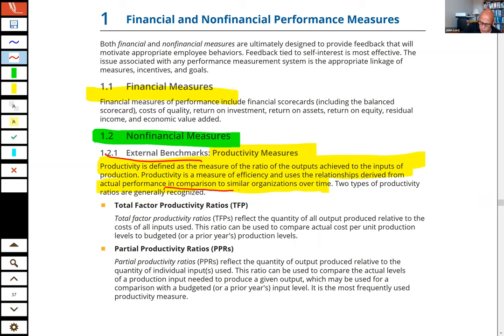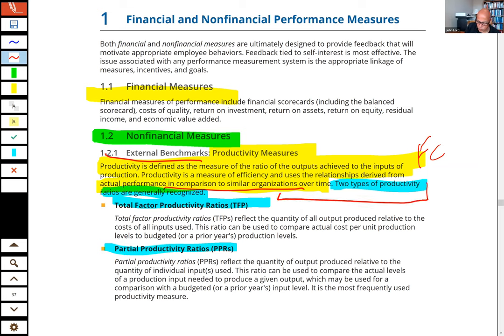That they are considered external measures, non-financial measures. So flashcard that definition. And we're going to have two types. One is going to be total, one is going to be partial. When we're talking total, why don't you go ahead and flashcard what the two types are, total versus partial.